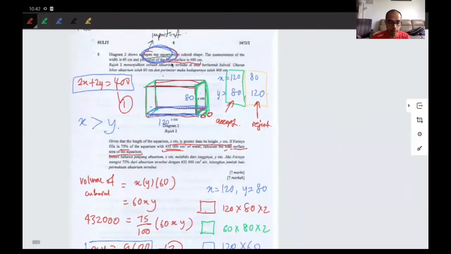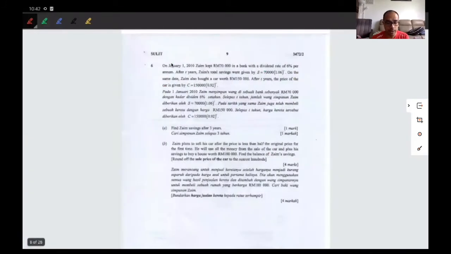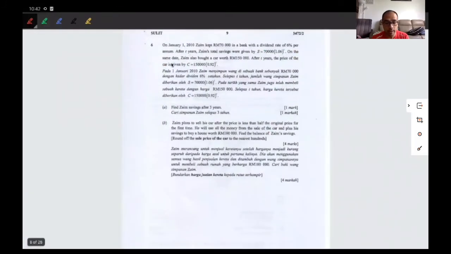Okay. All right, question number 6. On January 1, 2010, Zaim kept $70,000 in the bank, with a dividend rate of 6% per annum. After 3 years, Zaim's total savings was given by S equals to this. Okay, this is the total savings. So this is a good question because the formula is already given. This is probably a progressions question. It's quite interesting, huh? Section A got 2 progressions questions.